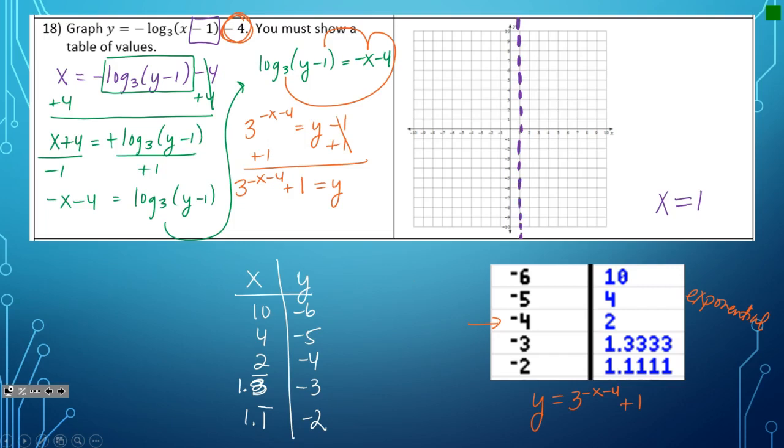Okay, so now I'm going to plot my points. I would go right 10, down 6. That's my first point. Then I would go right 4, down 5. And then right 2, down 4. And then I'm going to go 1.3, down 3. So that would be about here. 1.1, down 2 would be about here. So this does follow my asymptote. And then this is about what the graph would look like.